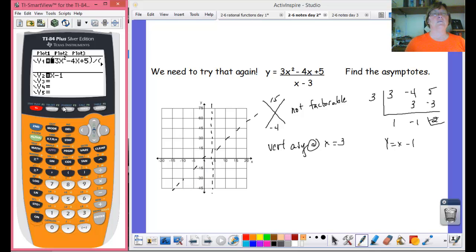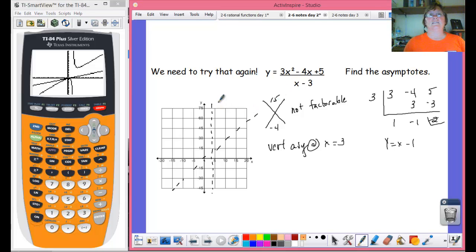So I put it into my y equals. I set up a window that's exactly like the window on your screen, and let's take a look at that. Yeah, my supposition was right. The graph does come here and here, and that line of avoidance again, y equals x minus 1. Very good. Let's move on.